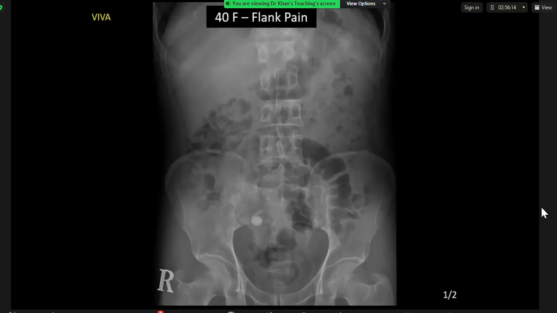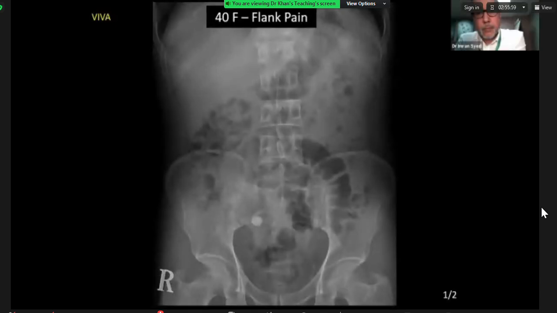Given this appearance, differentials are quite broad. This may represent schistosomiasis of the bladder, TCC of the bladder. It may be other causes. Given this appearance, I'd compare to any previous imaging, and then a CT for further evaluation.